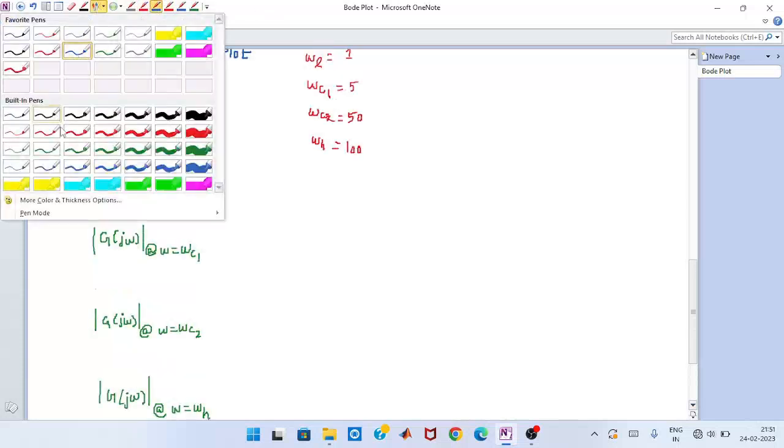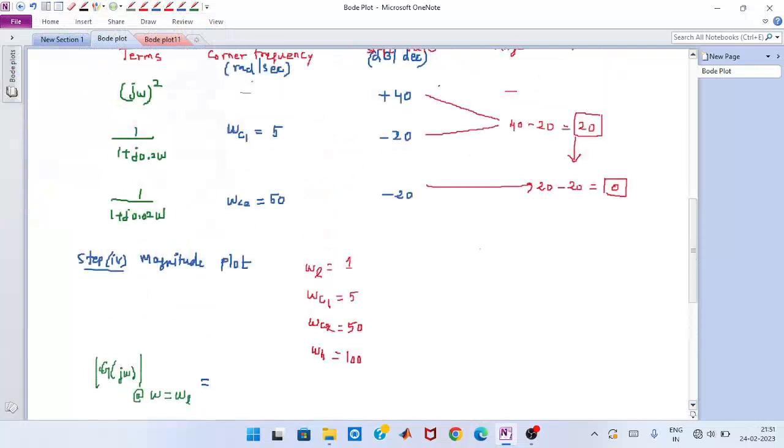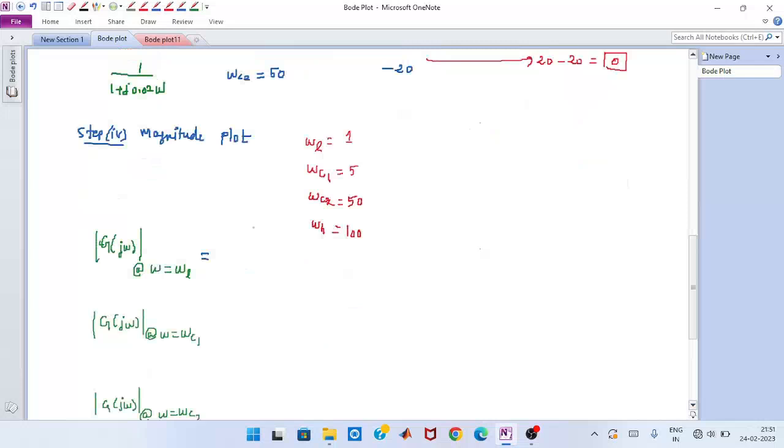So for this, G of j omega at omega equal to omega L. Consider the first term. What is the first term? (j omega) square. So I am going to consider (j omega) square and find its magnitude. If you want to find the magnitude, we put a magnitude symbol. Since we are interested in G of j omega in dB, we always put 20 log of it. So 20 log of the magnitude of (j omega) whole square. Now, when I take (j omega) square outside the modulus, the value will simply be omega square.